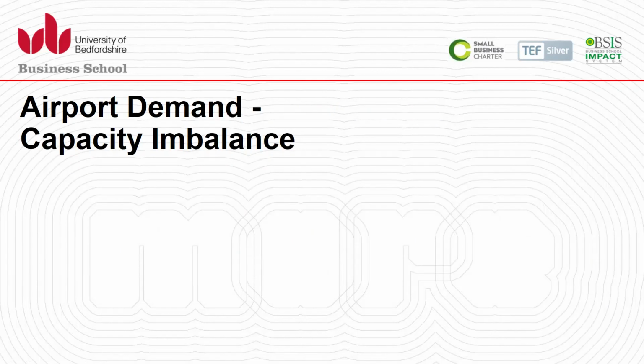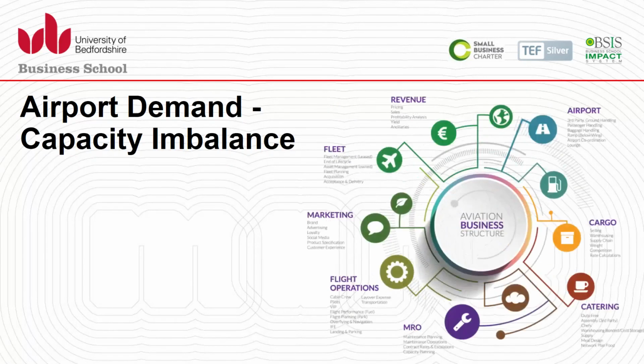However, airport demand and capacity are imbalanced. One of the important things, as you can see in this graphical illustration, is the fleet, the revenue, the airport itself, for example the baggage handling, airport conditioning, lounge, customer care, catering on the flight, the flight operation itself, sales and marketing, the cargo and fleet. They are all very important elements within the structure of the airline to meet the demand and at the same time balance the capacity.